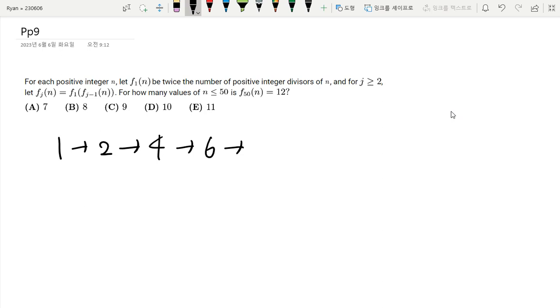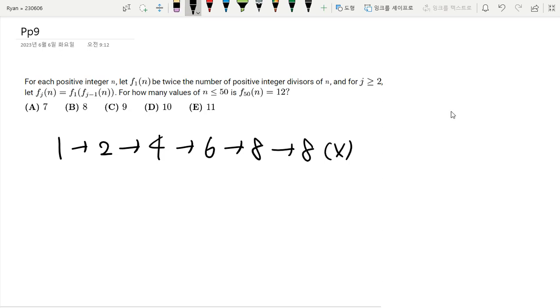Yeah, 4. So after applying one more function, it becomes 8. And 8 also has 4 divisors, 1 to 4, 8. And now the problem is, after applying this function again, it still is 8, because the number of divisors of 8 is 4, so it ends up with 8. But we want to find the number which ends up with 12 instead of 8. So this number 1 is not the case we want.